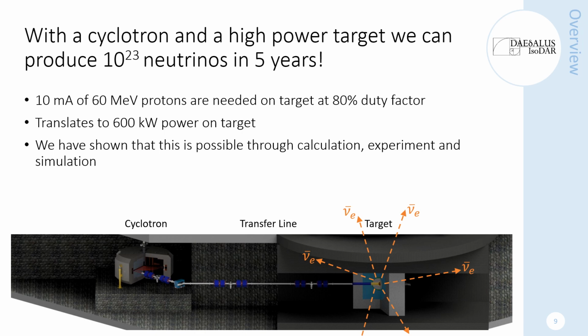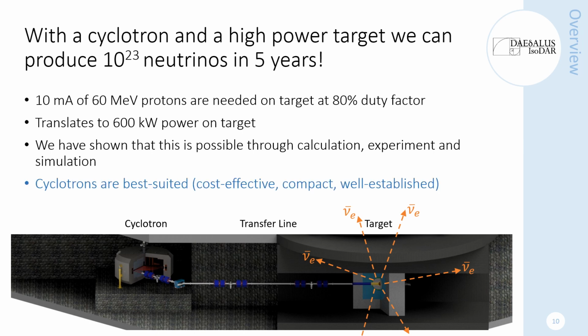This is a very hot target, and we have a group at Columbia University and University of Michigan who are working on the development of this target. This is not part of the presentation, of course. We have shown, however, that we can build a cyclotron providing these 10 milliamperes of 60 MeV protons, and we have shown this through calculation, experiment, and simulation. Cyclotrons, in our opinion, are the best suited accelerator for this purpose.